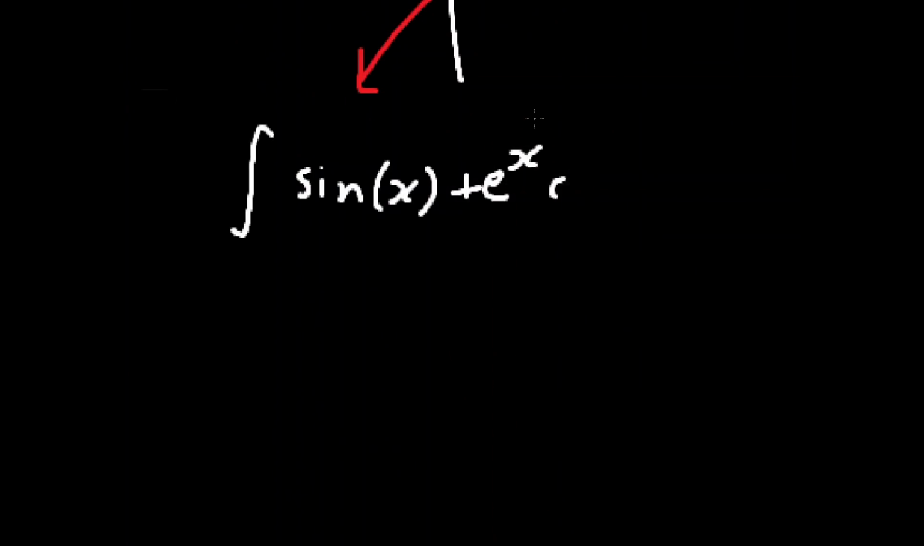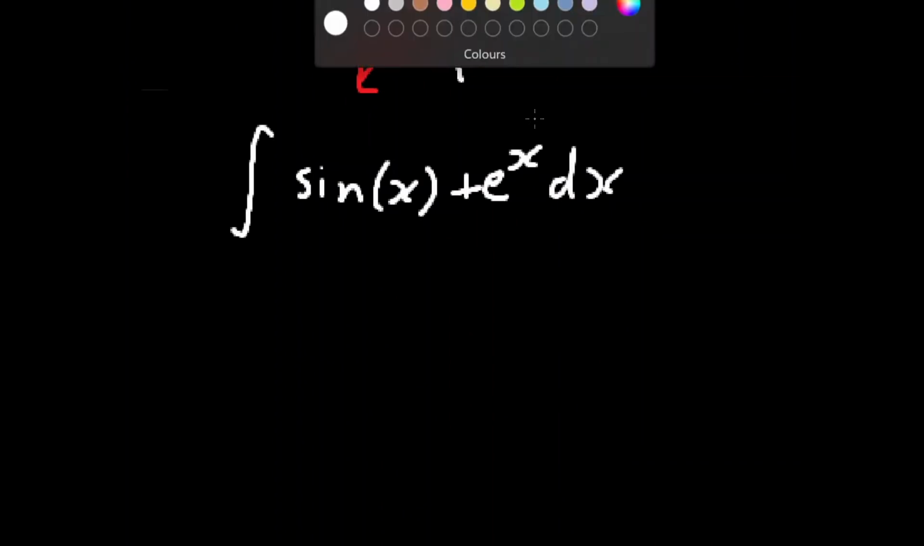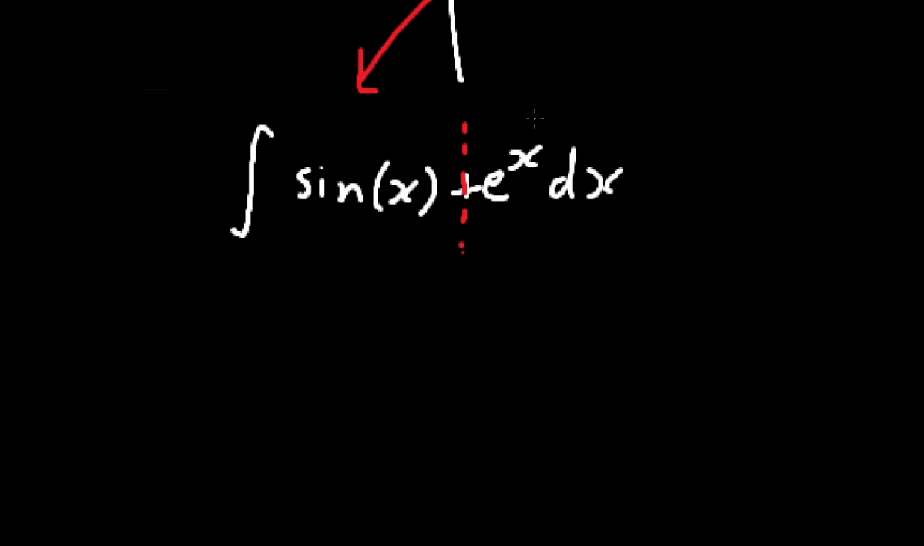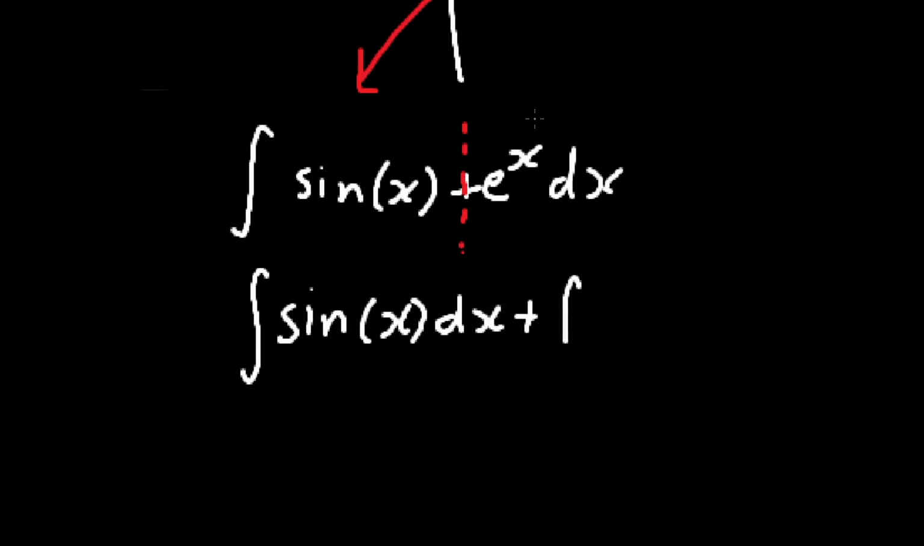So let's integrate sine x plus e to the x. Okay, and we can split this up. So whenever we see a plus sign or a negative sign and we see two separate terms, we can split the integral across that. Now you will do this in your head, but probably not formally. I like writing it out just to explain to people. Okay, now we got two separate problems.